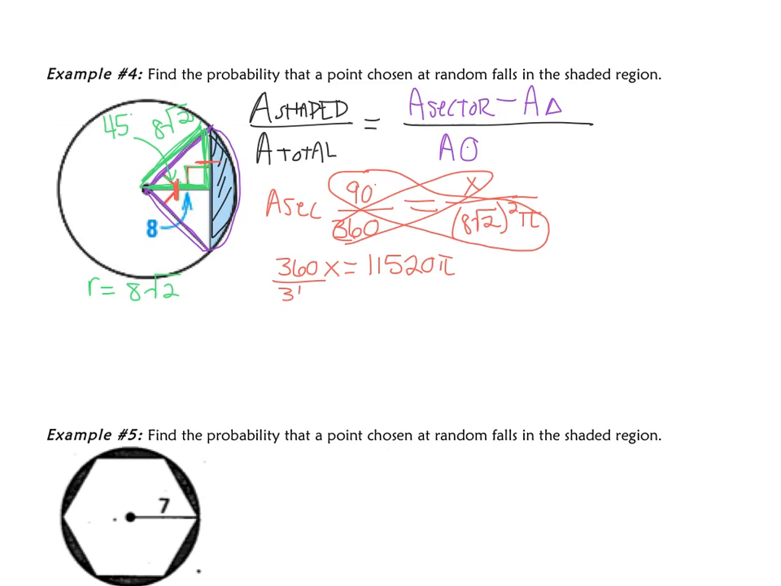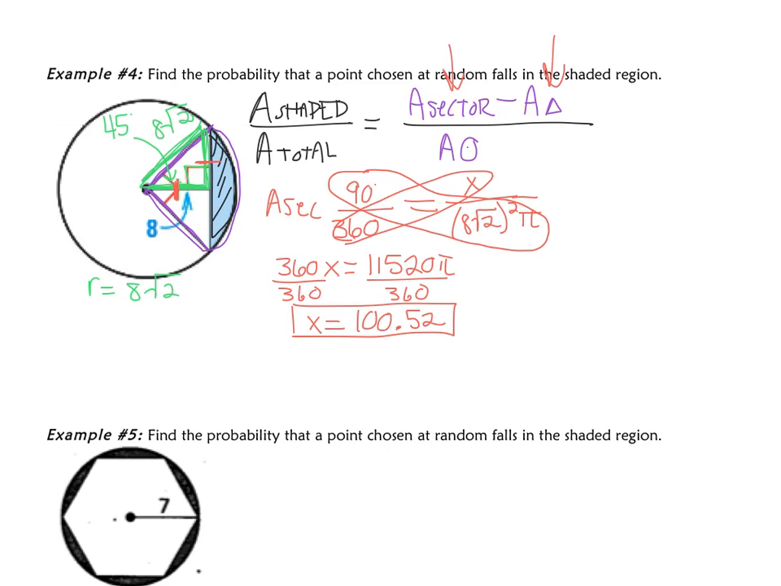Let's divide by 360. And we get the area of the sector, which is 100.52. Again, if you need to, please pause this. Make sure that you do know how to get that answer. All right, so we got the area of the sector.